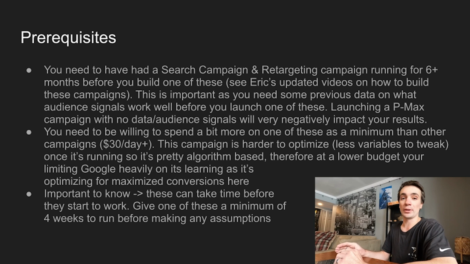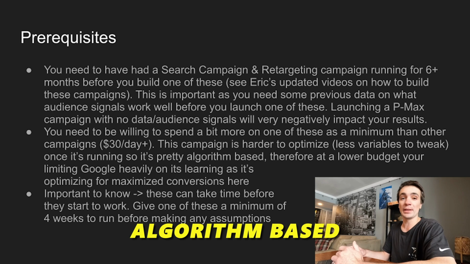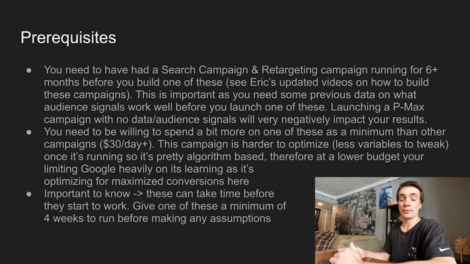You need to have run previous campaigns before, to see which kinds of keywords, audiences, and things like that work in your previous campaigns. You're going to be using those as an asset for your Performance Max campaign to give it something called an audience signal. It makes your campaign work a lot better, because this type of campaign is much more algorithm based. There's less optimization you can do for it, so it's important that you launch one of these with previous data that you know works. So that's the first thing.